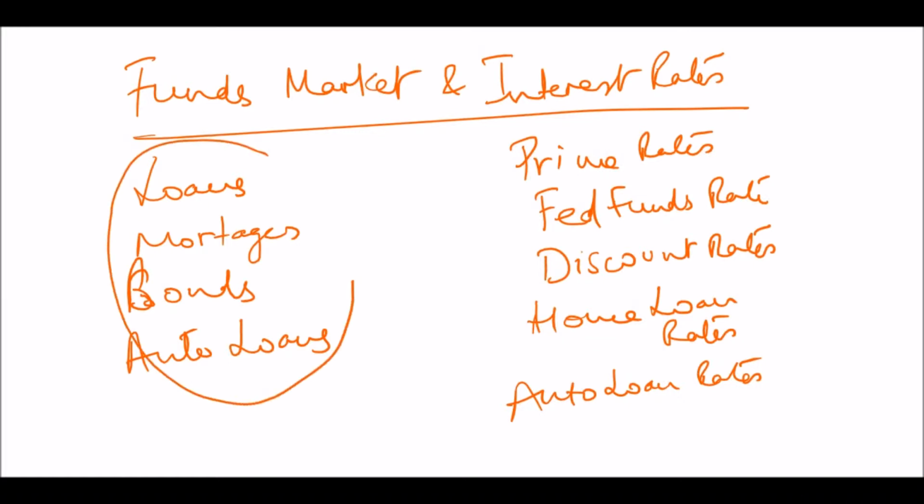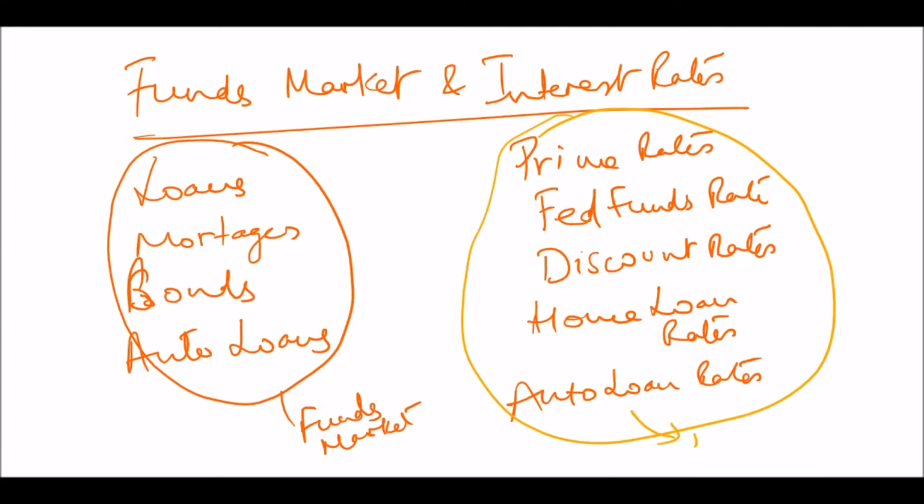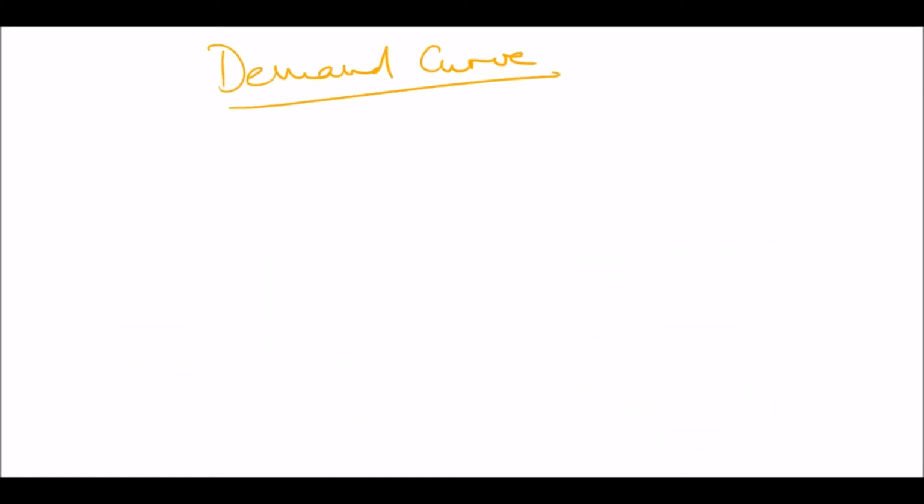So let's consider the flow of funds into and out of the capital markets as a single market, calling it the funds market, and a single interest rate, calling it the interest rate. And next, let's study the effects of interest rates on demand and supply of these funds and vice versa. So let's begin with the demand curve.